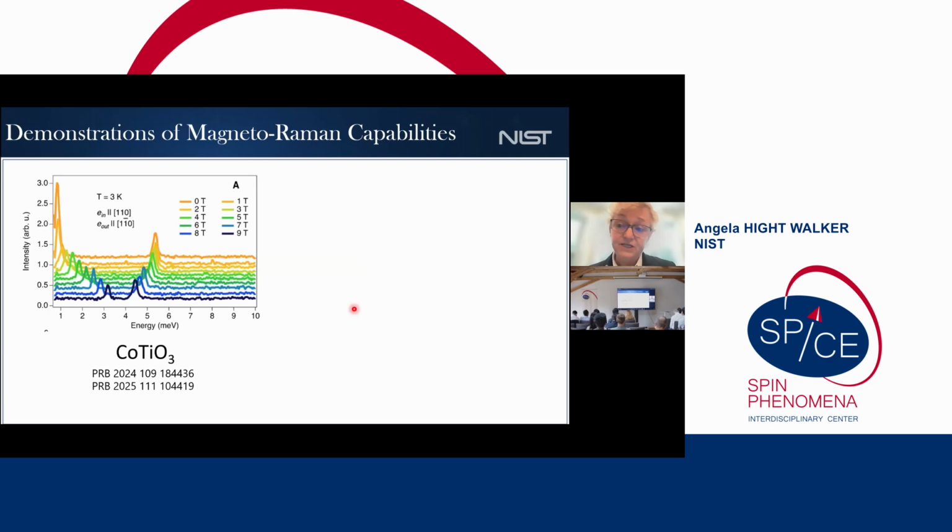A more recent example is in cobalt titanate, which I think was mentioned a couple days ago in one of the talks. Here, I'm showing two of the magnons that we observed. Please note the energy scale here is in meV and Raman shift, but you can see we are seeing features down to approximately 1 meV as a function of field. And these two magnons, interestingly, actually cross at higher fields, and we were able to collaborate with a group in Grenoble to really show that.